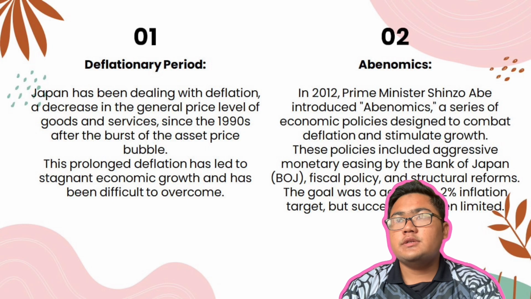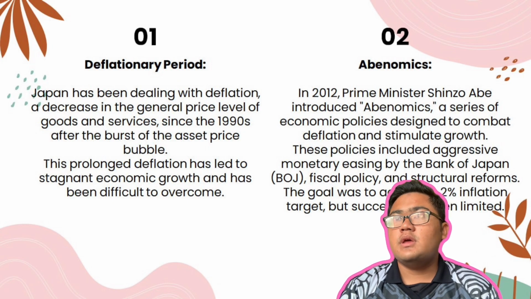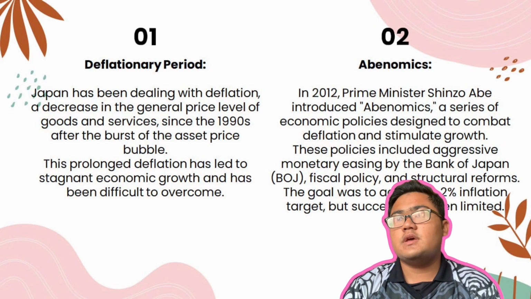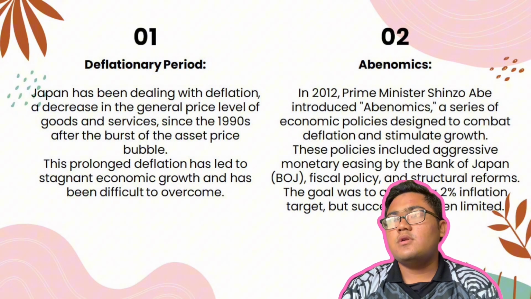So the issues and trends that happened in Japan. Number 1, deflationary period. Japan has been dealing with deflation, a decrease in the general price level of goods and services, since the 1990s after the burst of the asset price bubble. This prolonged deflation has led to stagnant economic growth and has been difficult to overcome.